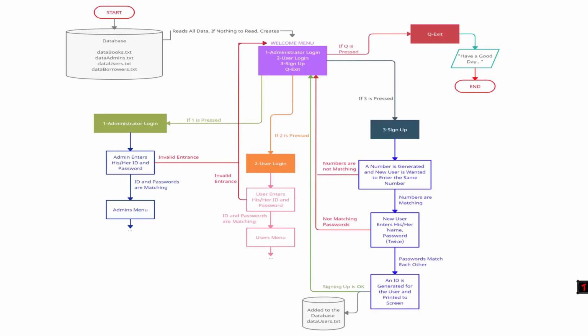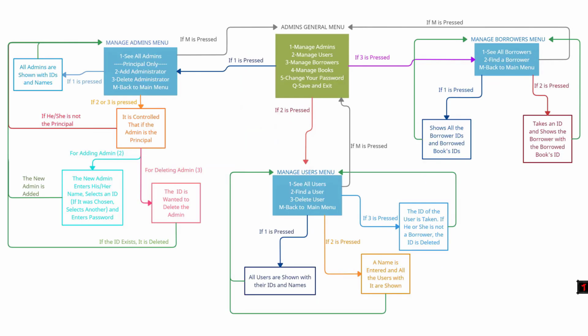In the welcome menu, first this system starts with the database. If we press 1, it directs us to admin login, and if 2 is pressed, it directs us to user login. And finally, to sign up, we press 3, and after the process is done, the system gives us a unique ID and adds us to the database. By pressing Q, we can exit from the system.